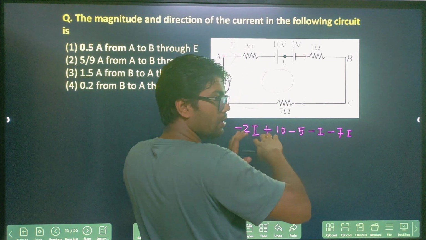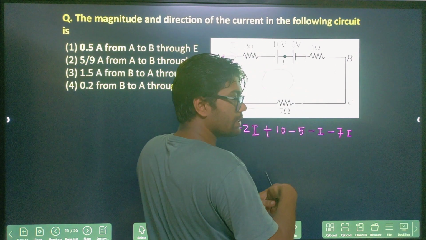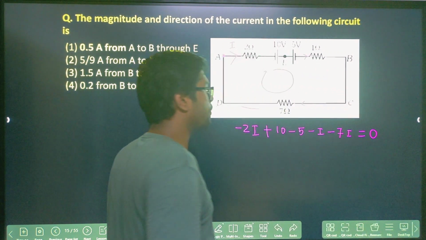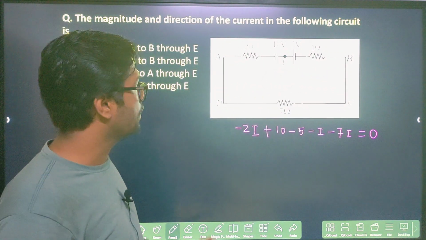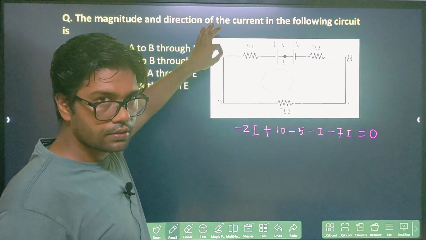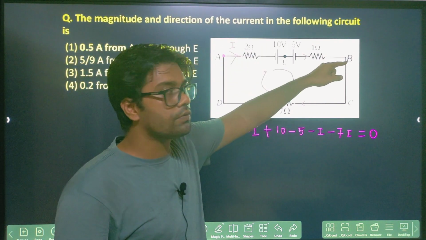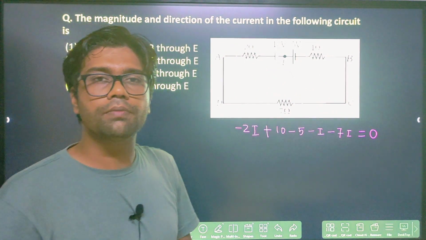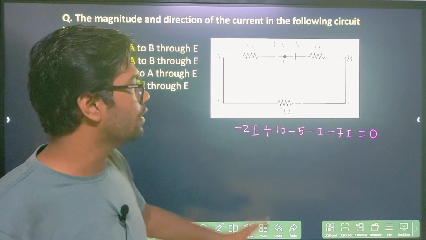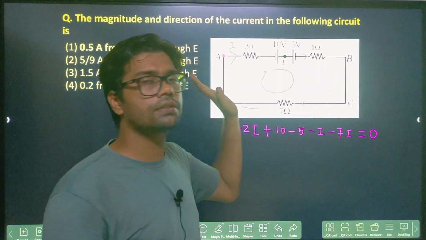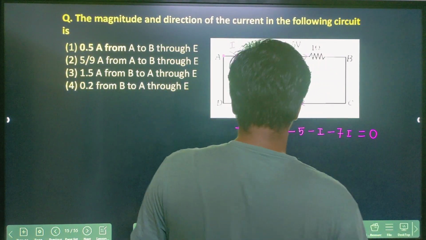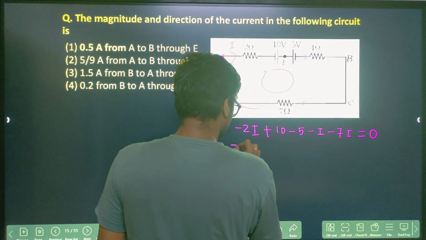And you know that the sum of all the potential differences is equal to 0. I hope this is clear. I choose this point, assume the current is flowing along this direction, and write down all the things we have studied in the previous class. Clear? This is the case. Now we have to solve here.